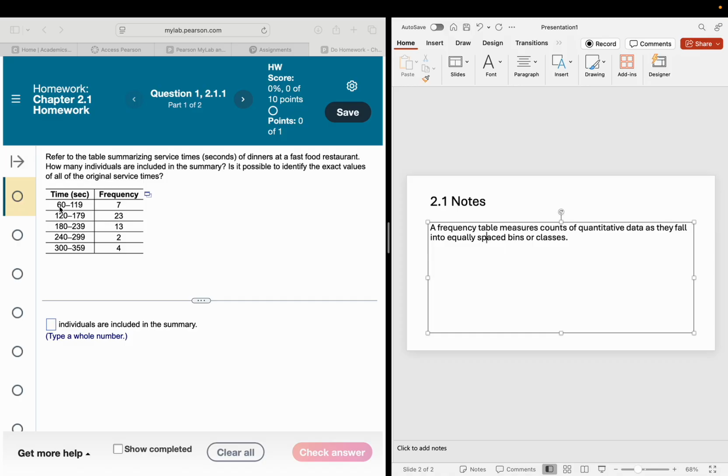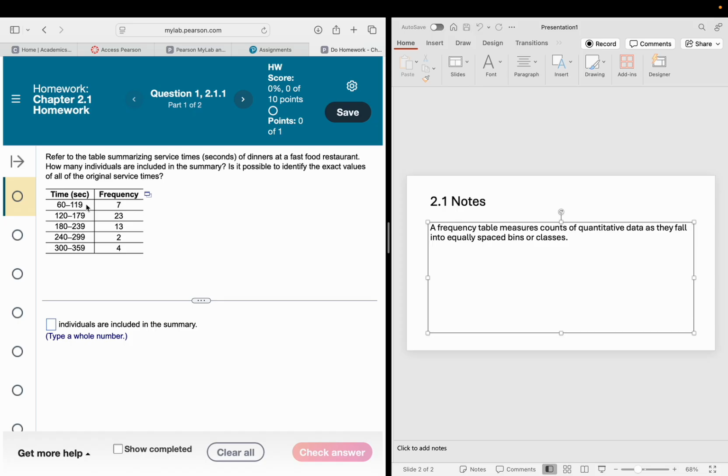Based on that definition, let's see what we have here. We have widths, or bins or classes, of about 60 seconds. If we read through the problem, it says we have diners at a fast food restaurant, and we just want to count how many of them fall into the bins, or how many total people were in this summary. What that means is there are 7 individuals. That could mean people or orders, depending on how you want to count it. Maybe you're the company scanning ticket times, so you probably don't know the individual person behind that order, but you have their ticket time.